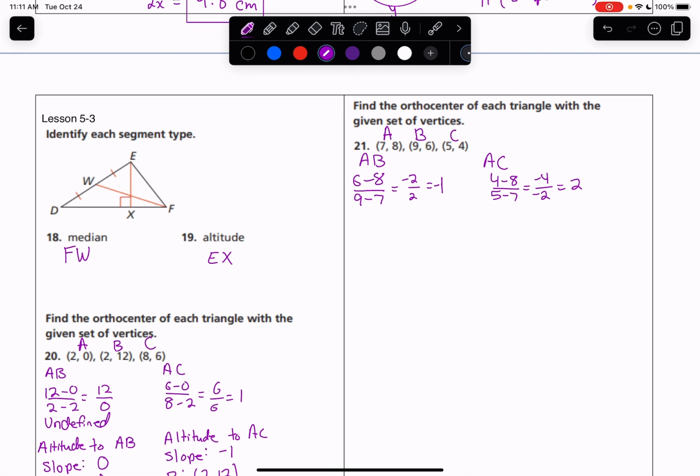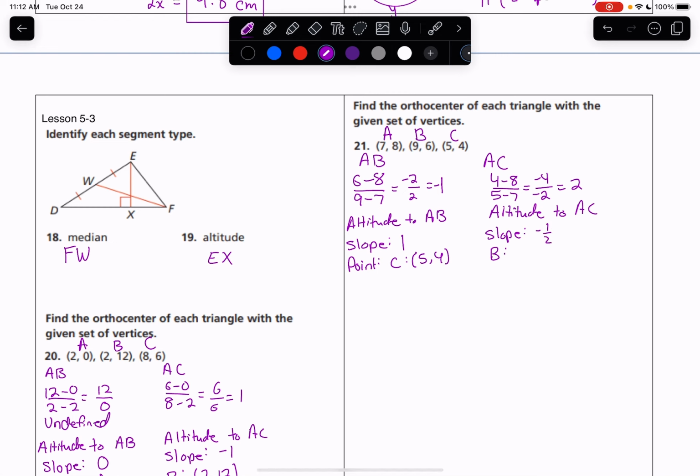So then, we've got to find the altitude to AB and the altitude to AC. The altitude to AB has a slope that is the opposite reciprocal of -1, so that's +1. And the point it goes through is point C, which is (5, 4). The altitude to AC will have a slope of the opposite reciprocal of 2, so -1/2, and a point that is B, which is (9, 6).